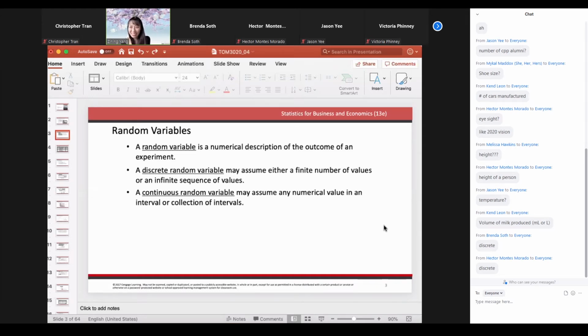Hector got it. So who can explain why? It's because it prices to the nearest penny. You don't have fractions of pennies. Yes, exactly. You got 100% of it. Because when we measure price, it only goes to the second decimal place, right? Only to the cents. You can't get a fraction of cents.